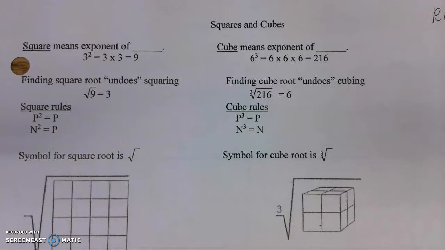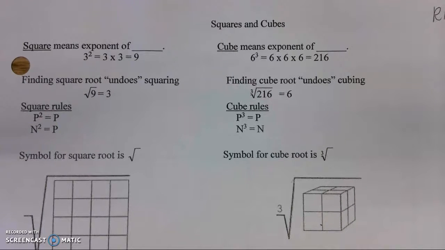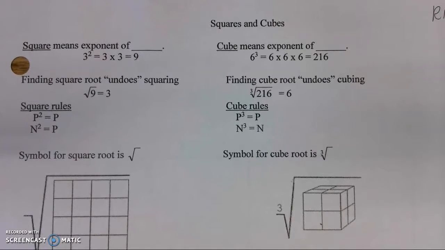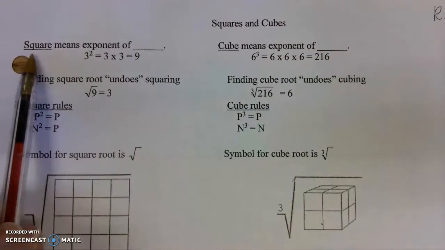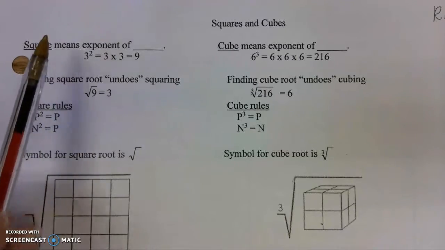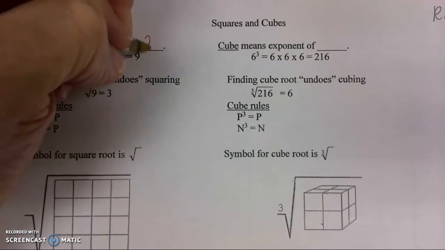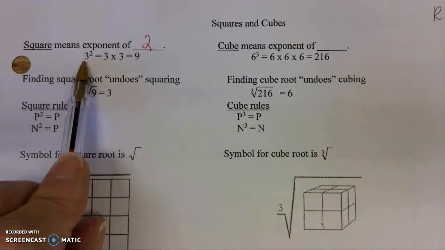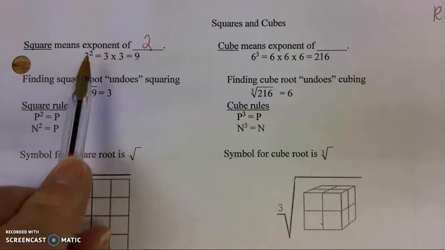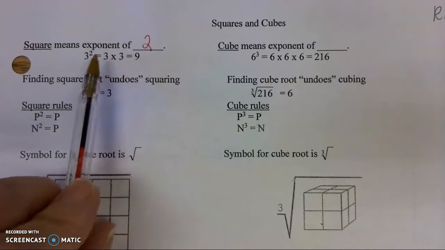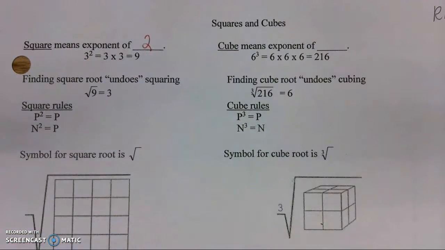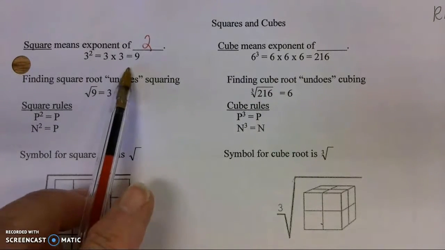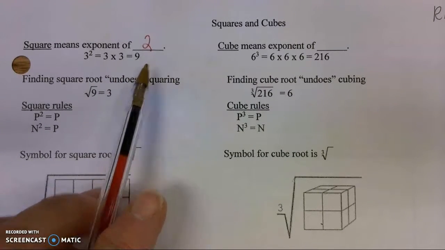Hi everyone, you should be on RN6 and we're going to do a review of squares and cubes. So let's start off with what the word square means. Square means an exponent of 2. Remember that the number, in this case 3, is the base. It's being used as a factor 2 times. 2 is my exponent. So 3 squared equals 3 times 3, and 3 times 3 is 9.